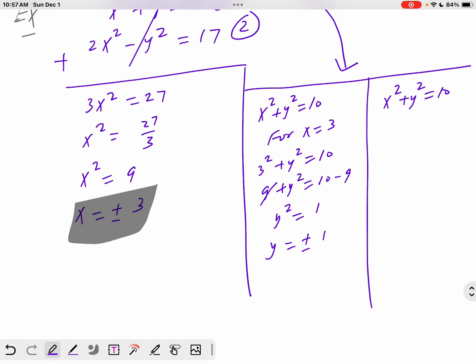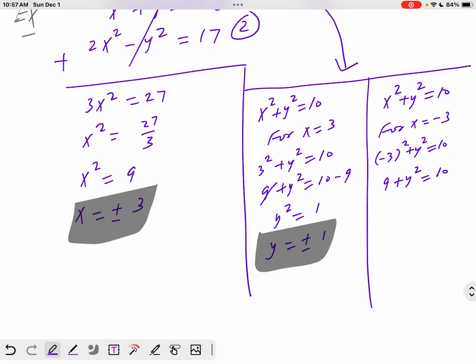Okay, so we have 2 answers here as well. So let's do the other one, for x equals negative 3. Well, the square is always positive. You can say negative 3 squared plus y squared equals 10. This is 9 plus y squared equals 10. Then y squared equals 1 again, after minus 9. Well, then y equals plus or minus 1.